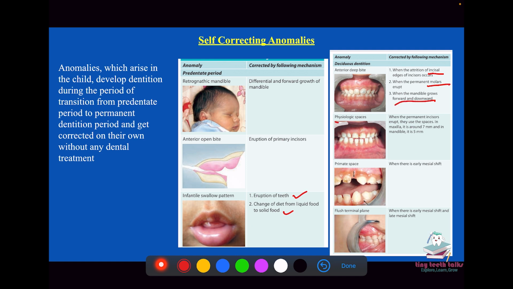Then physiologic spaces. We all know that spaced dentition is necessary so that when permanent incisors erupt they use the spaces. Primate space, we all know, is a space present between the maxillary lateral incisor and the canine, and between the mandibular canine and first molar, which is occupied by the early mesial shift, so it is corrected when there is an early mesial shift.